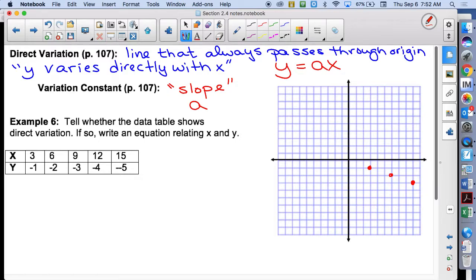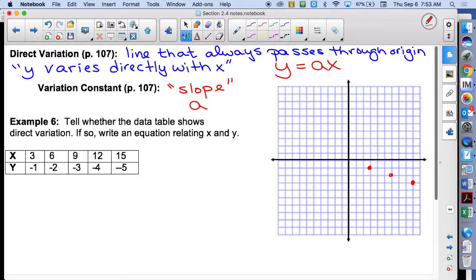Of course, it goes up to 12 and 15. I only have space for 9. So right now, I have the points (3, -1), (6, -2), (9, -3) graphed. How do we know if this is going to go directly through the origin? If the points we're given, right now I have 3 points.